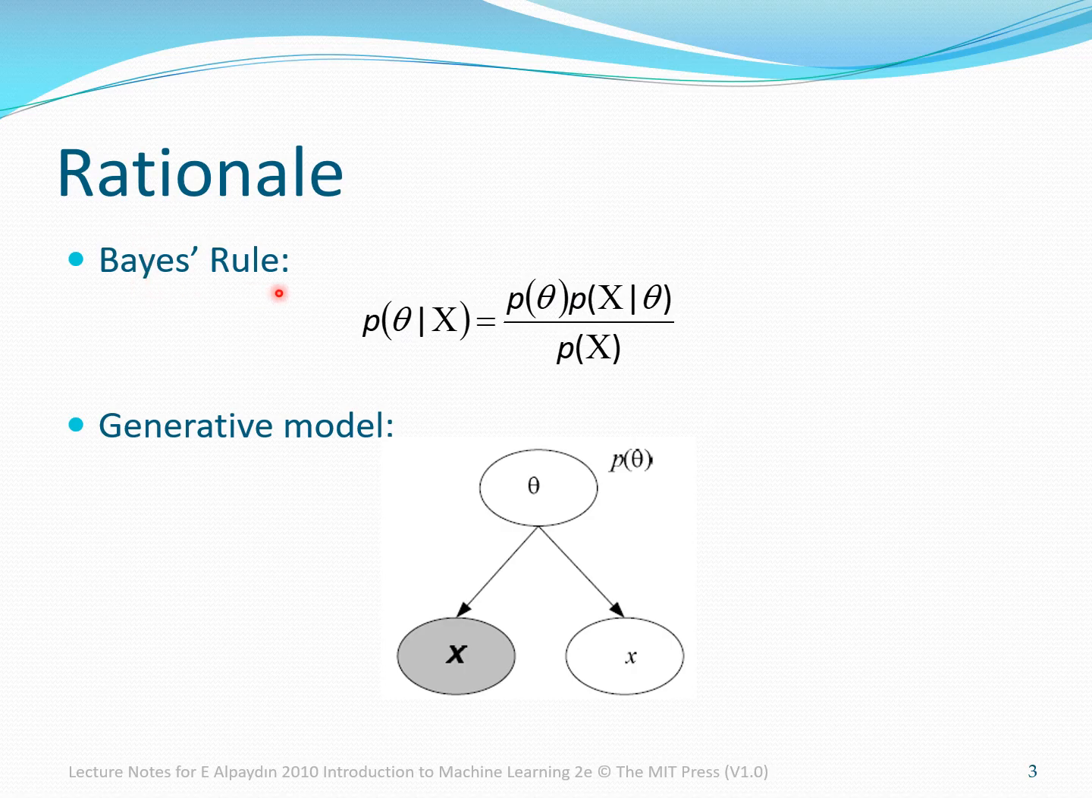Bayes rule. What does Bayes rule say? Probability of theta given x is true equals probability of theta multiplied by probability of x given theta is true, divided by probability of x, where theta and x are events, and probability of theta and probability of x are the independent probabilities of theta and x respectively.